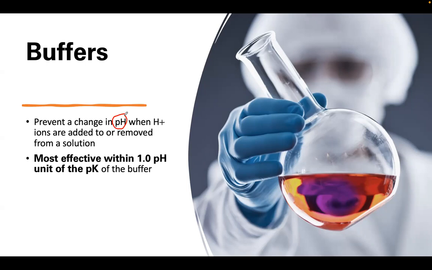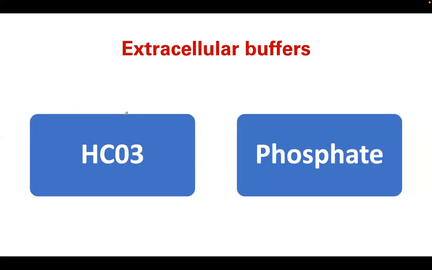So take note of this, the buffer. The buffer will prevent a change in the pH. They're there to balance the pH. Now, I mentioned that a buffer can either be extracellular or intracellular. For the extracellular buffers, I want you to remember these two: bicarbonate and phosphate.